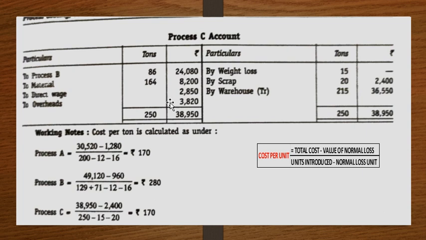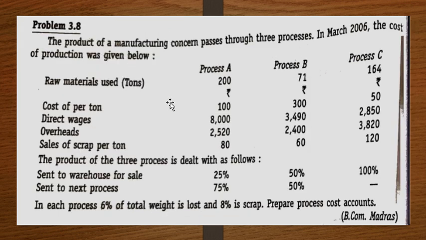Now we need to look into your output column. In your output column, there are two kinds of loss, which are weight loss and scrap, both similar to normal loss. But for weight loss, the amount will not be recovered, so there is no amount, only the tons remain the same. But for scrap, there is a certain percentage or a certain amount which is recovered. The amount for sale of scrap is 120 for C.